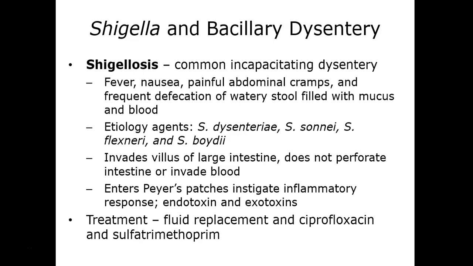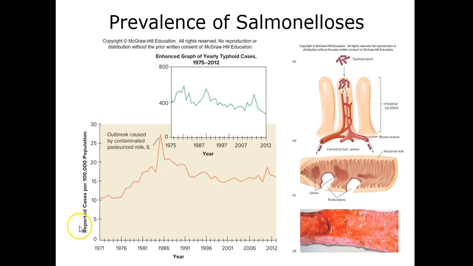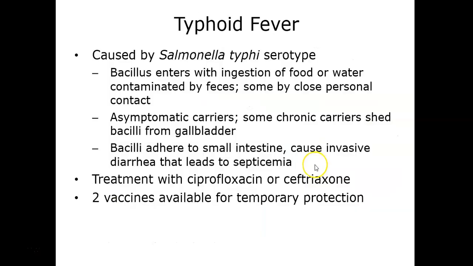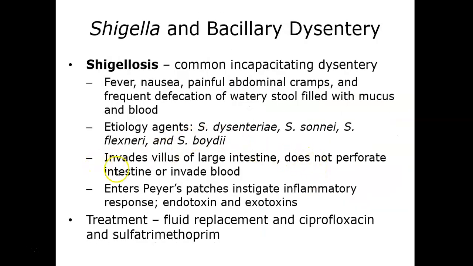Again, so we saw that Shigella, just like Salmonella, is a true enteric pathogen. But unlike Salmonella, which is able to break out of these intestinal villi and travel to other sites in the body, Shigella invades the large intestine villi, but does not perforate the intestine or travel to the blood. So it stays localized to a particular place known as the Peyer's patches and causes inflammation from the production of not only endotoxins, but also exotoxins as well.